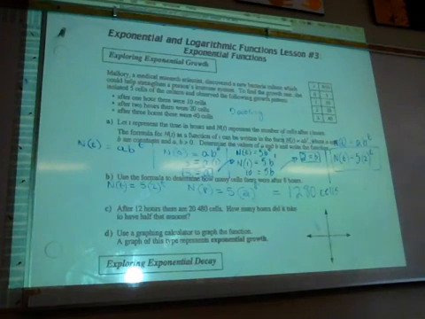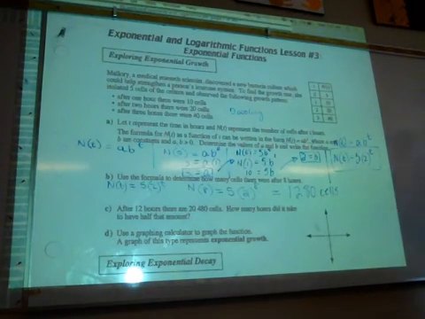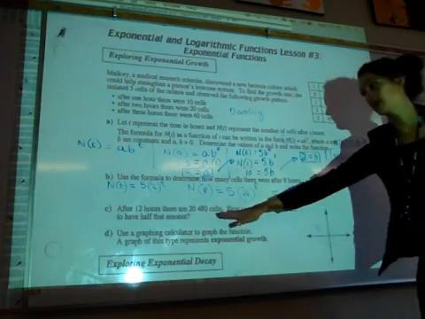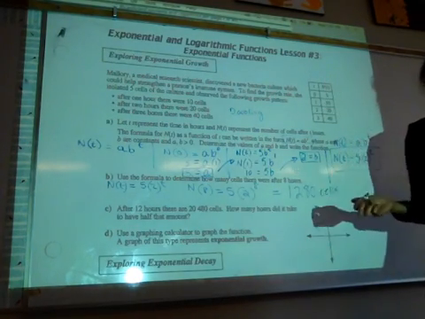Okay, so for the next one, they're telling us that after 12 hours, there's 20,480 cells. How many hours did it take to half that amount? So we could calculate it, or we could think about it. Every hour, what's happening? It's doubling. So if we went back 1 hour, what would happen? It would half. So if we had half of this amount, what hour are we in? 11 hours.